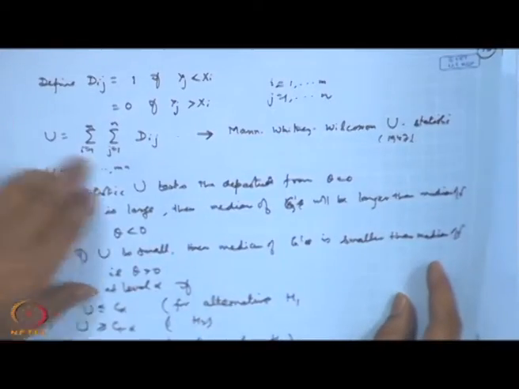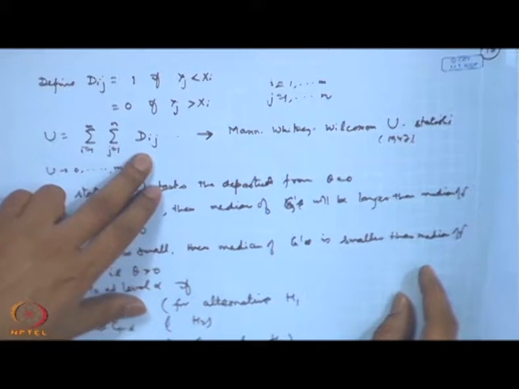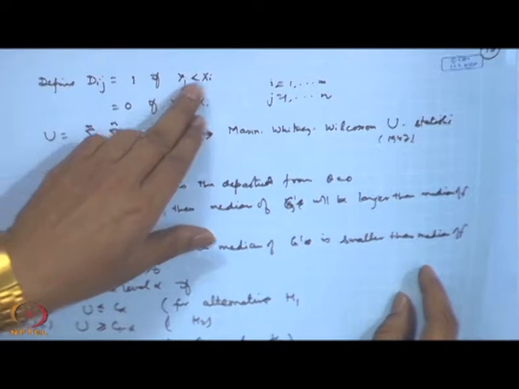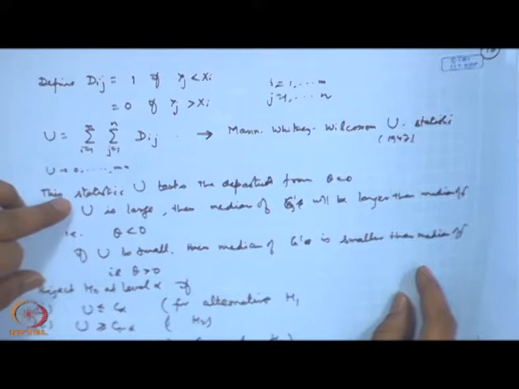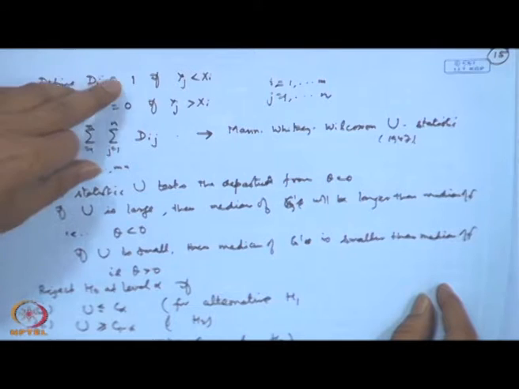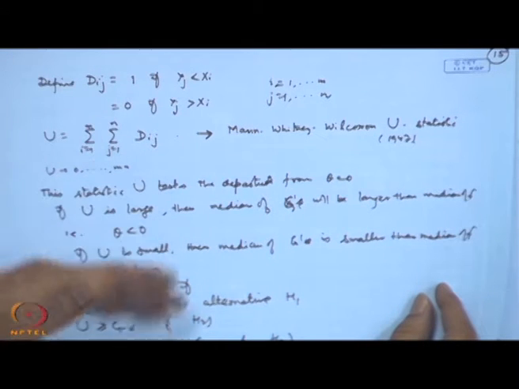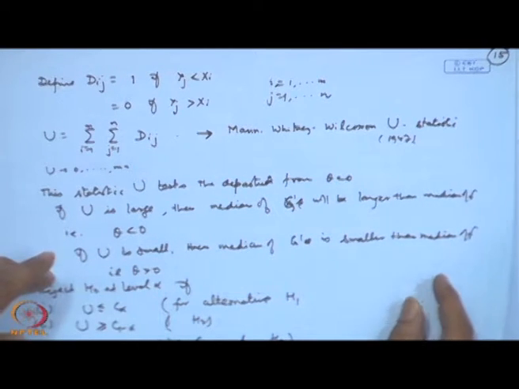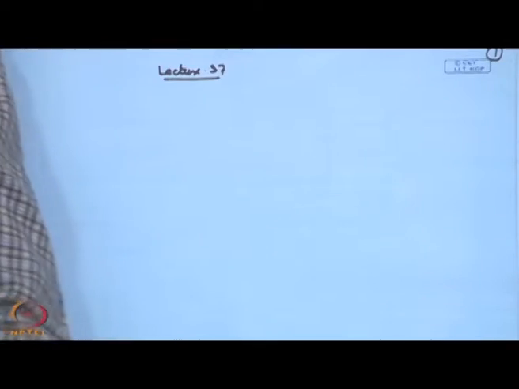So, we had defined a Mann-Whitney-Wilcoxon U statistic, which is given by the double summation of d i j, where d i j is 1 if y j is less than x i, and equal to 0 if y j is greater than x i. So, if U is large, then naturally it means that the median of g will be larger than the median of f; if U is small, the opposite. So, like that we proposed the test here. Now, we discuss the null distribution of U, etcetera. So, let us start the discussion on that.